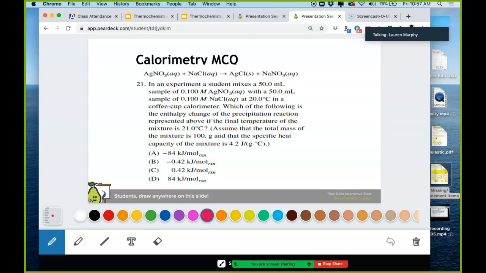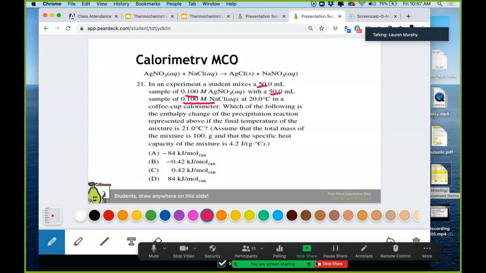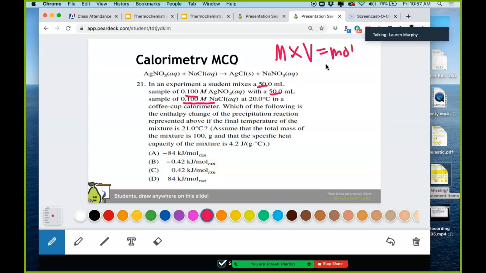So what are they telling you with these numbers? The 50 milliliters and 0.1 and the 50 milliliters and the 0.1. What are they giving you in essence? Moles, right? Molarity and volume gets you moles. Molarity times volume is moles. And remember, this has to be in liters. Okay? And here's the balanced reaction. Everything is 1-to-1 to 1. And they do a coffee cup calorimeter, which just means an insulated styrofoam cup.